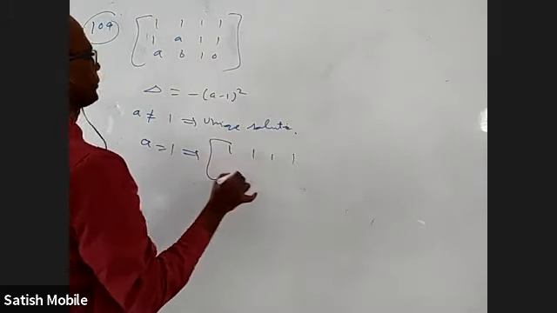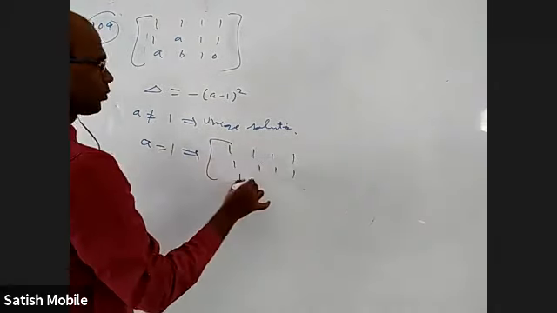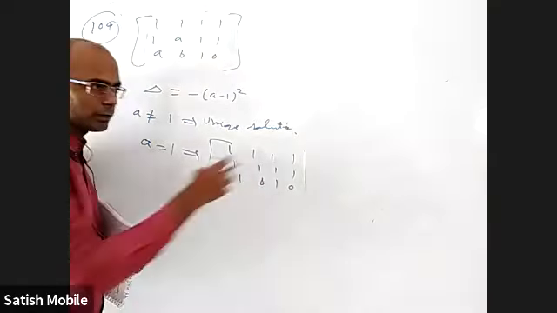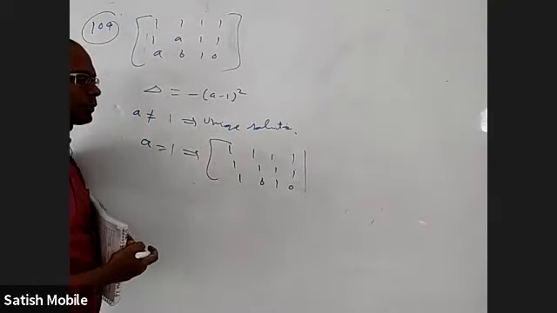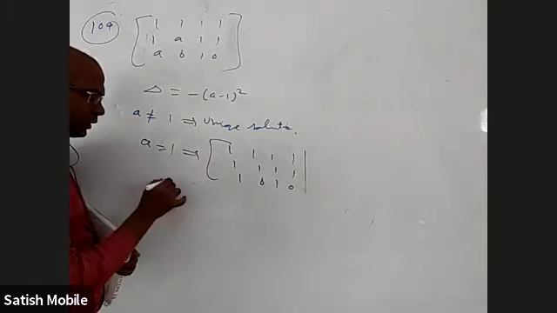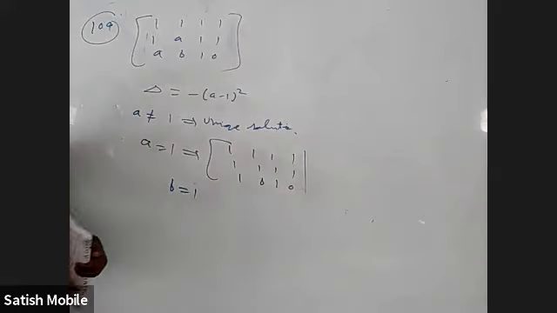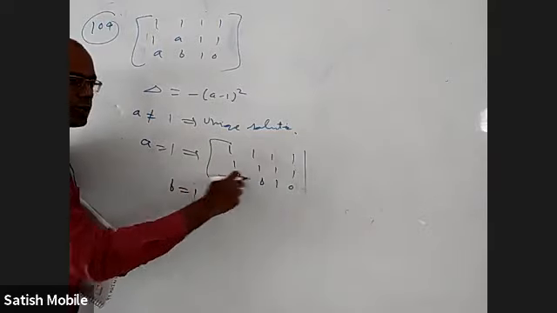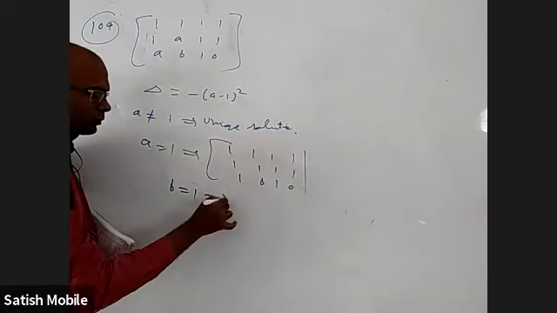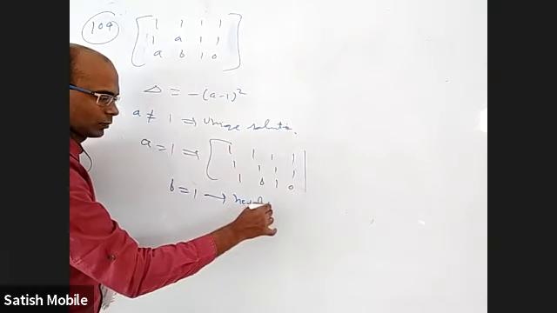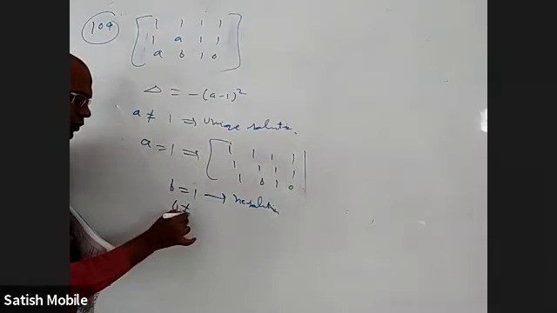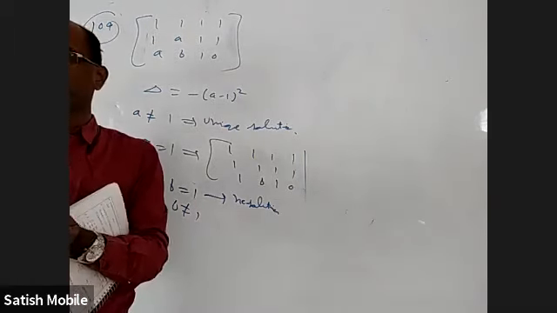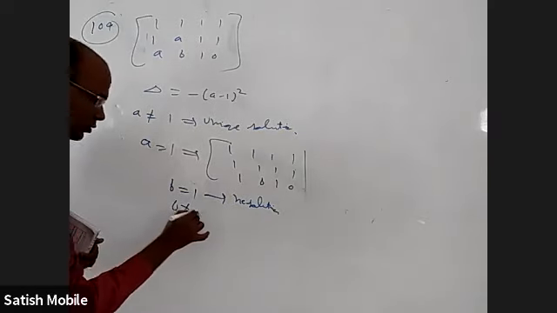1, 1, 1, 1; 1, 1, 1, 1; 1, 1, B, 1, 0. Two planes became the same plane, right? But now two cases will come. If B is equal to 1, this plane and this plane are parallel planes. These two are one plane and this is a parallel plane. No solution. And if B is not equal to 1, they are not parallel planes, and effectively we have two planes. Two planes that are not parallel will definitely intersect in a line. It will be infinite solutions.